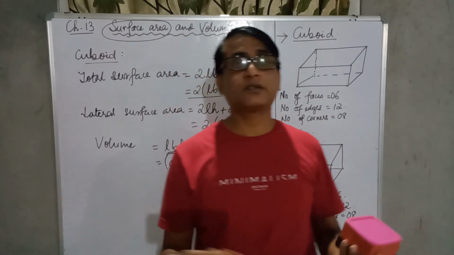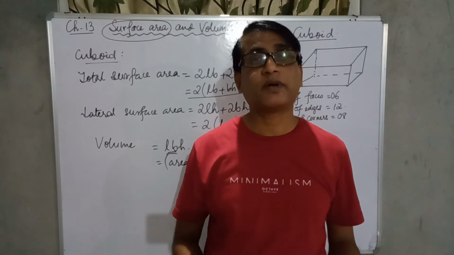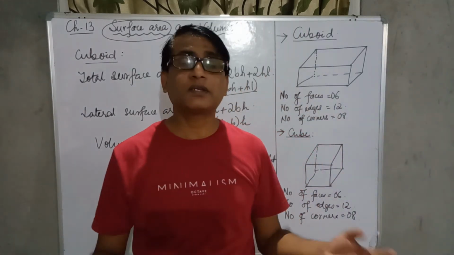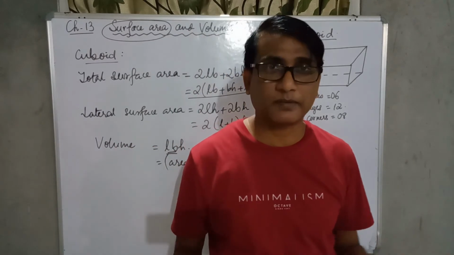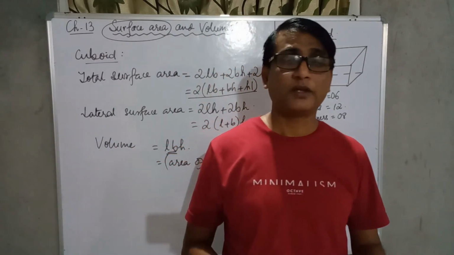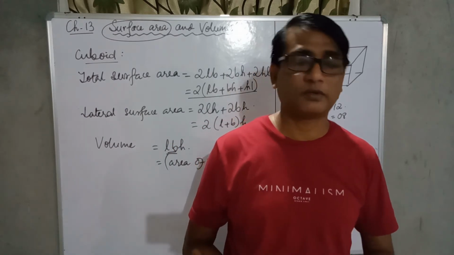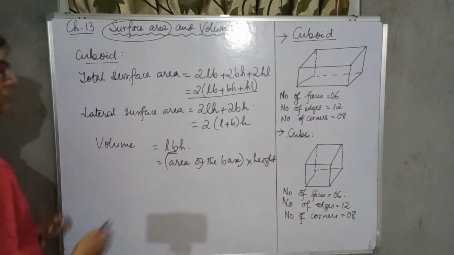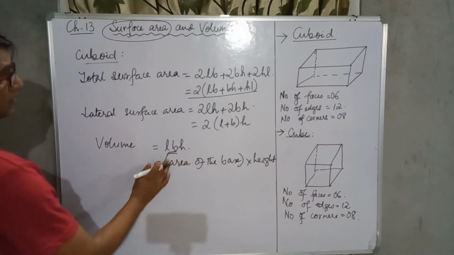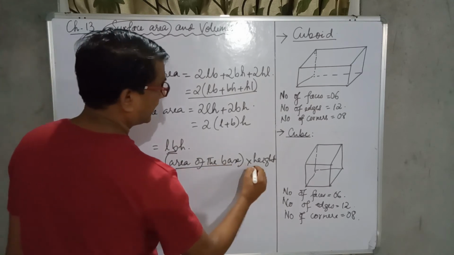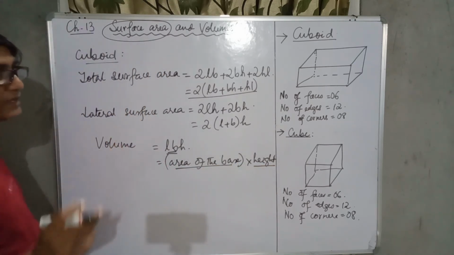And when it is asked what is the surface area, we have to find out the area. If just area is asked, it means total surface area. If 4 walls are related, that is lateral surface area. So according to the questions we have to move. Volume of the cuboid is LBH, length into breadth into height, or you can say area of the base into height.